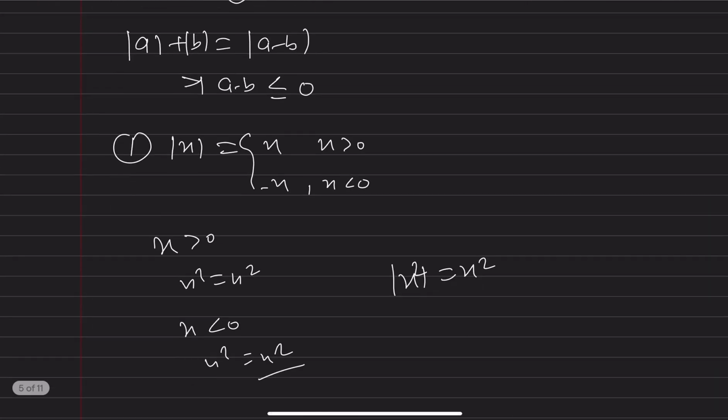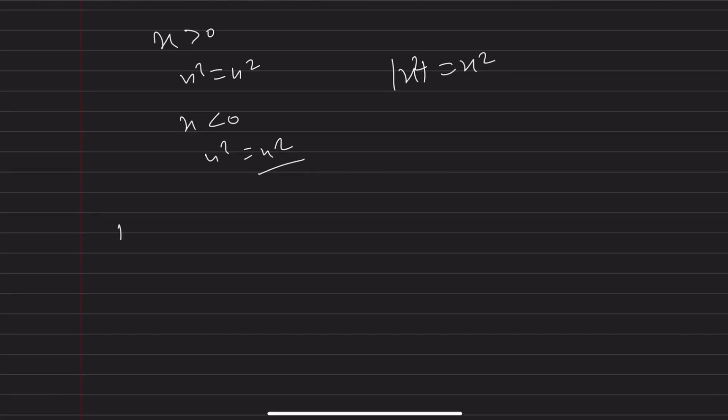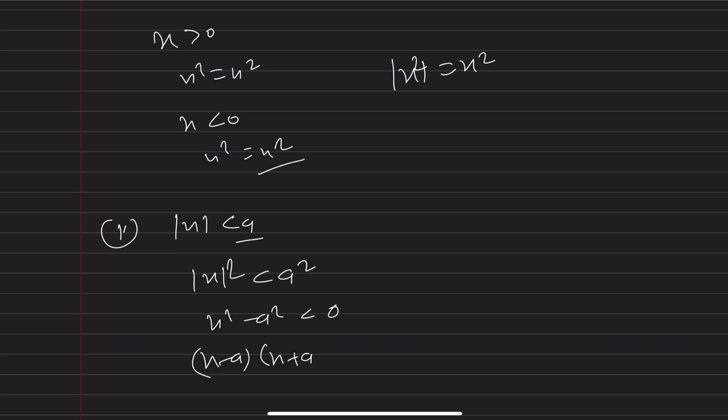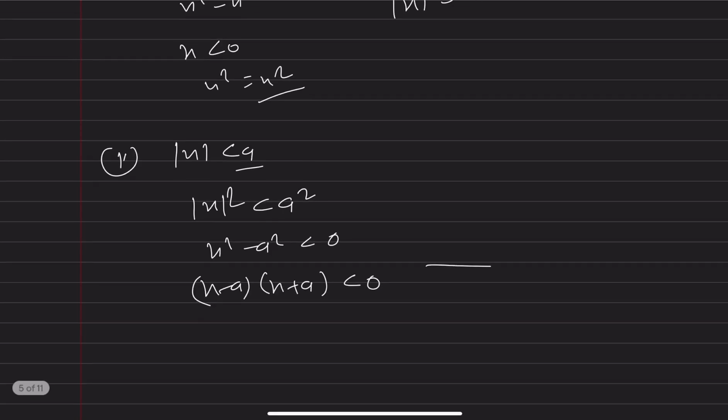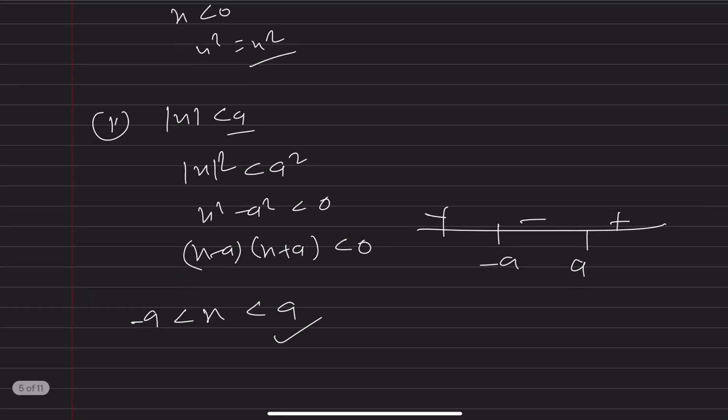Okay, now second, we have to prove mod of x less than a. So what we can do is square: mod of x square is less than a square, so x square minus a square is less than 0, and x minus a into x plus a is less than 0. Here we have minus a and plus a, so positive, negative, positive, means x should be greater than minus a and less than a, right? So this is the solution.